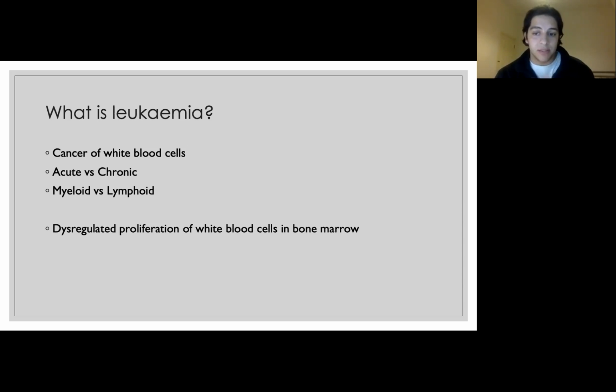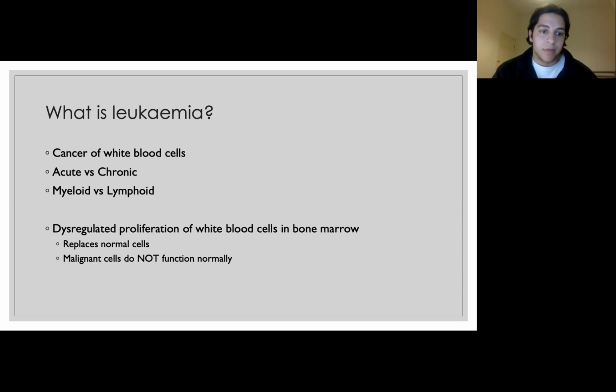Leukemia cells proliferating in the bone marrow replace the normal cells and reduce other elements of the bone marrow, causing abnormal blood counts. Often on the blood counts you'll see a high level of white blood cells, and you might think this is a good thing, that it'll help fight infection, but these are immature cancerous cells that don't function normally. Malignant cells do not function normally.